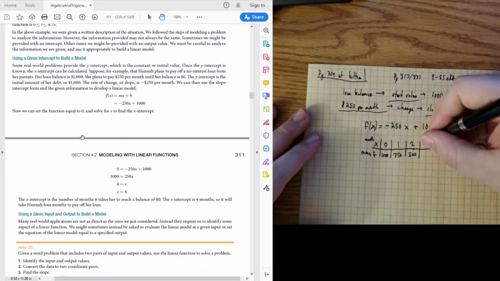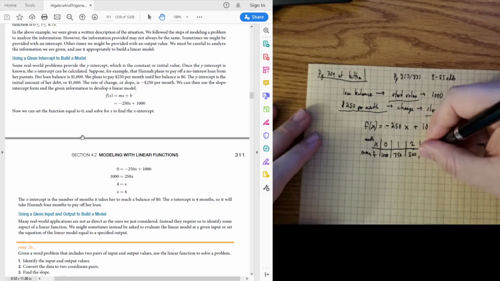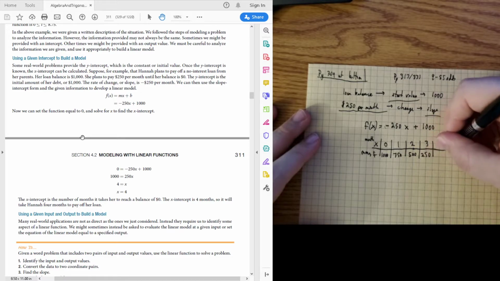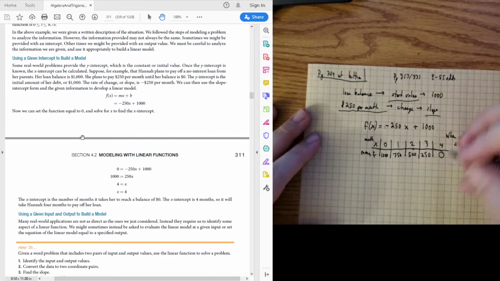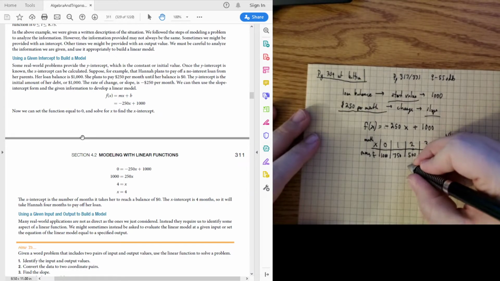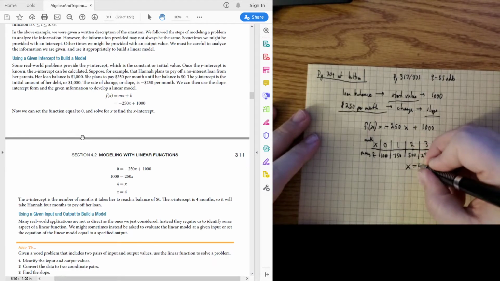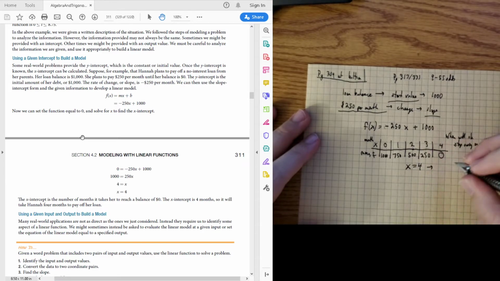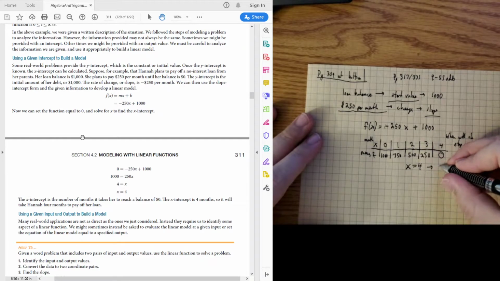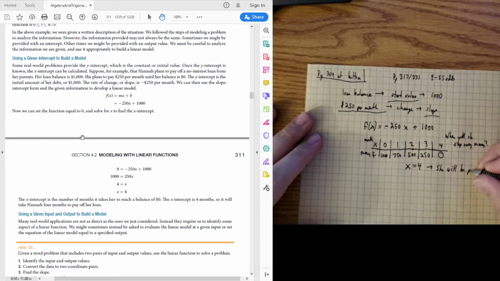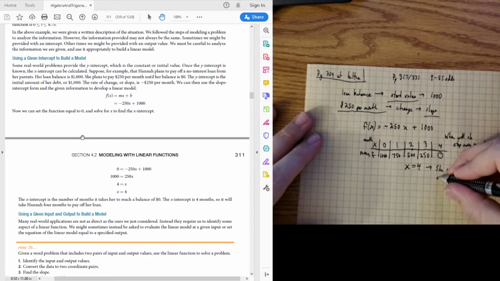In the third month, $250. In the fourth month, $0. And so to ask, when will she stop spending money? Well, when x equals 4. But that's not enough information. Instead, we got to look at it and say, she will be paid off after 4 months.